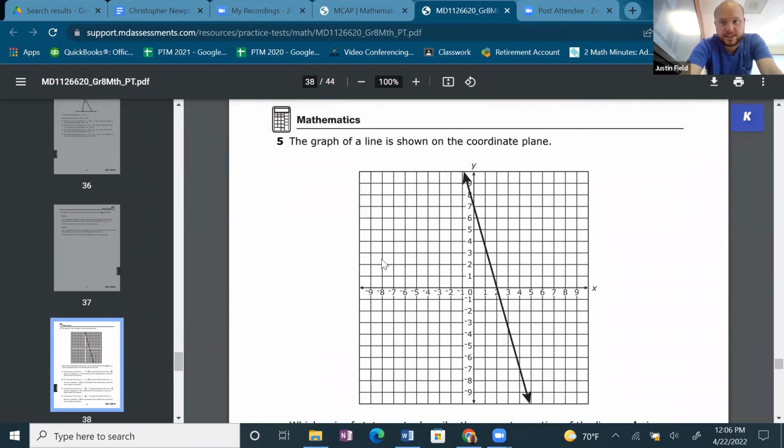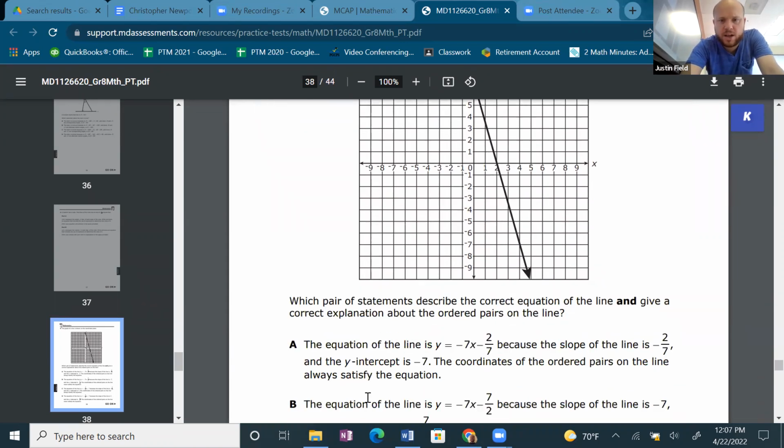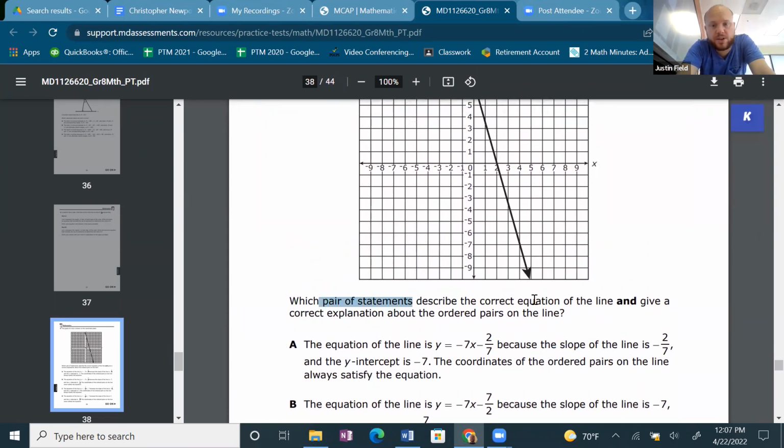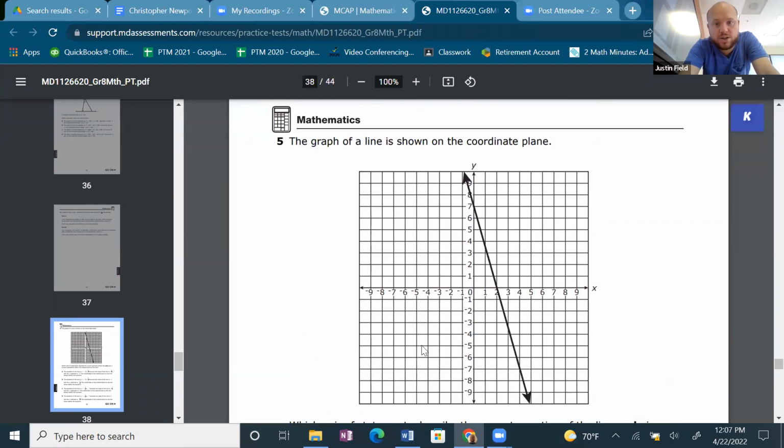And back to the lines. I'm thinking about slope-intercept form, standard form, y-intercepts, things like that. Oh, look, y-intercept, slope. That's what I'm thinking about. Which pair of statements describes the correct equation of the line and gives a correct explanation about the ordered pairs on the line? So let's find the equation of the line.